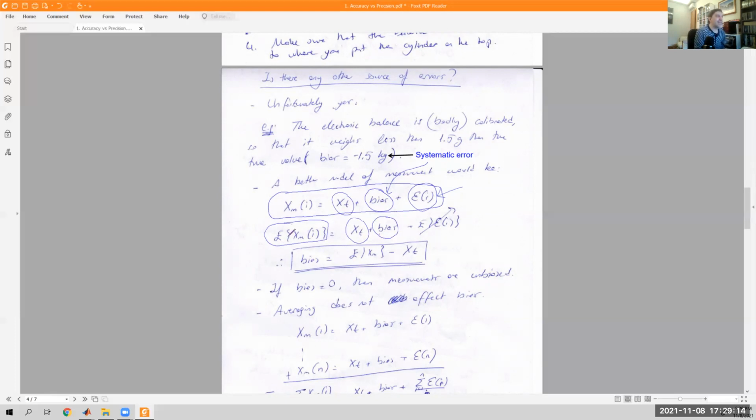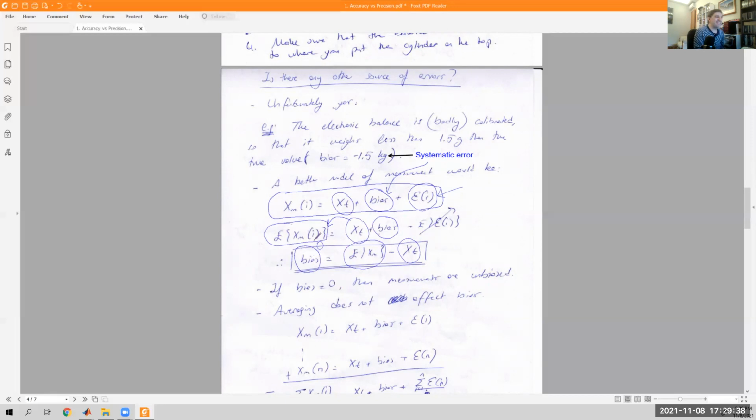So when I take xt and put it on the left-hand side, I come up with the definition of the bias term, again for those who can remember from a statistics course. It is the expected value of my measurements minus the true value.